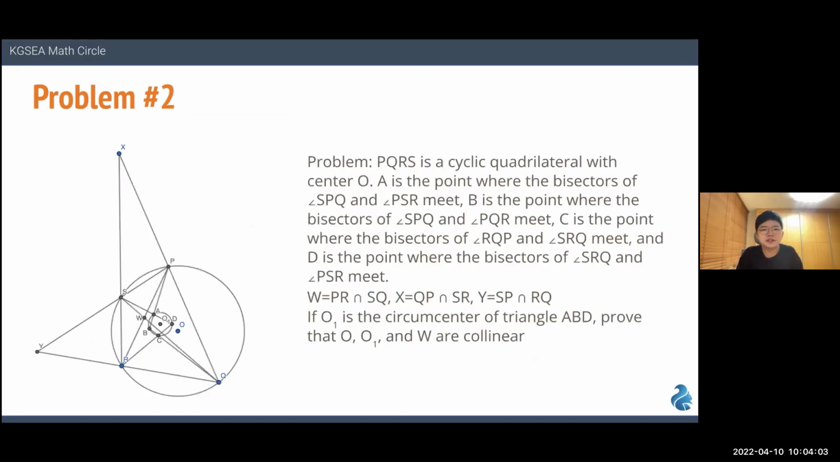The second problem is quite a challenging question. It states that if PQRS is a cyclic quadrilateral with center O, A is the point where the bisectors of SPQ and PSR meet, B is the point where the bisectors of SPQ and PQR meet, C is the point where the bisectors of RQP and SRQ meet, and D is the point where the bisectors of SRQ and PSR meet. If W is the point where PR and SQ meet, X is the point where QP and SR meet, and Y is the point where SP and RQ meet. If O1 is the circumcenter of triangle ABD, we're trying to prove that O, O1, and W are collinear.